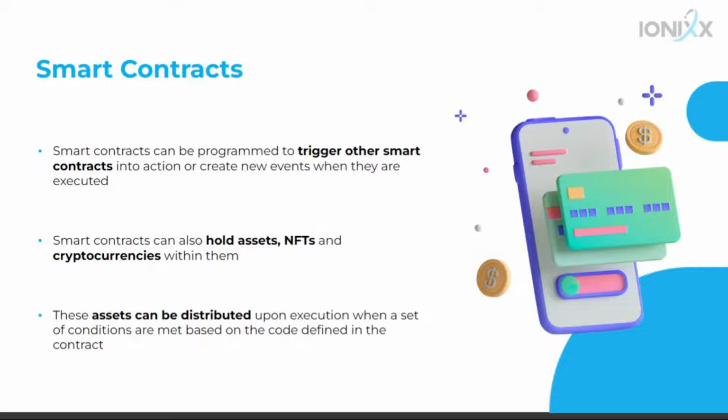And when the game is over and the results are announced, that smart contract would have held the assets for the duration of the game. So your Bitcoin and my Bitcoin, or whatever, your NFT and my NFT. And as soon as the outcome of the game is concluded, it'll then distribute the NFTs or the cryptocurrency in a fashion that is compliant with the outcome of the game. So smart contracts can hold assets, NFTs, and cryptocurrencies within them. That's important to remember. And obviously, these assets can be distributed upon the execution of a smart contract, or when a set of conditions are met based on code or logic, which we have defined in the contract previously.